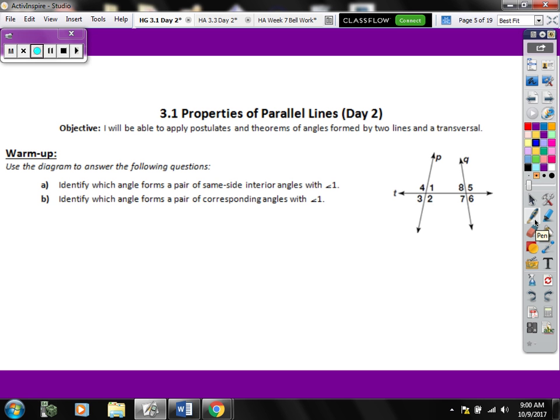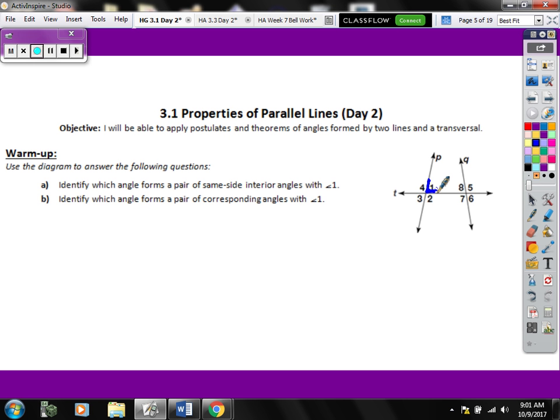All right. Our warm-up at the top asks us just to identify which angle forms a pair of same-side interior angles with angle 1. So which angle would form a pair of same-side interior angles? This is in your packet from Friday. With angle 1.